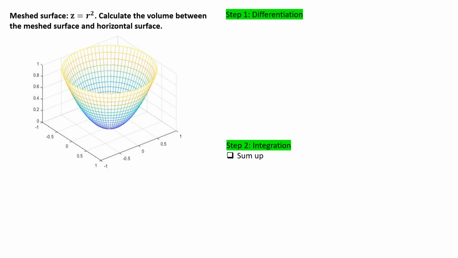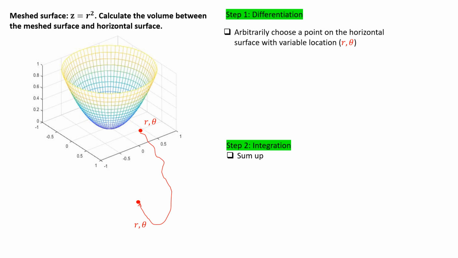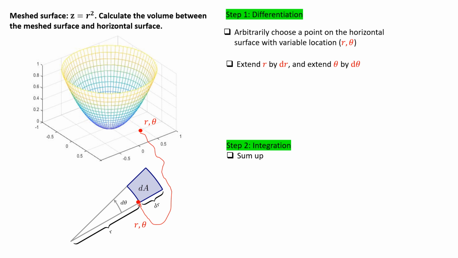Again, we'll use two steps to solve the problem. In differentiation, we arbitrarily choose a point, this time on the horizontal surface, and we'll use polar coordinates there. So the variables to denote the location will be r, the radius, and theta, the angle. To better visualize it, we'll look at the top view. We extend r by dr, and extend theta by d theta. In that way, we'll form a small area, with one length dr and the other length r times d theta.